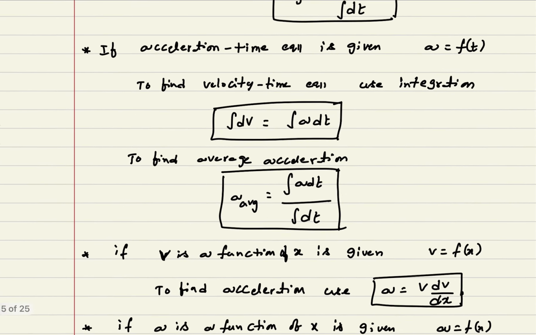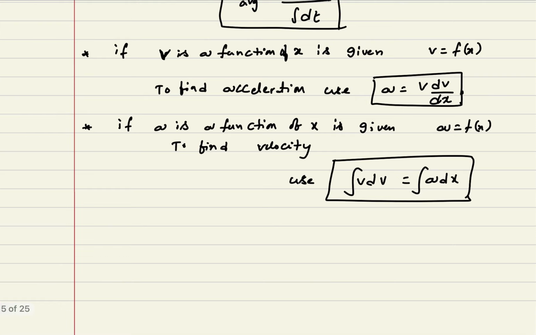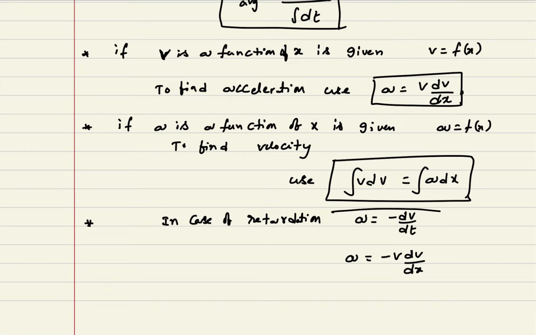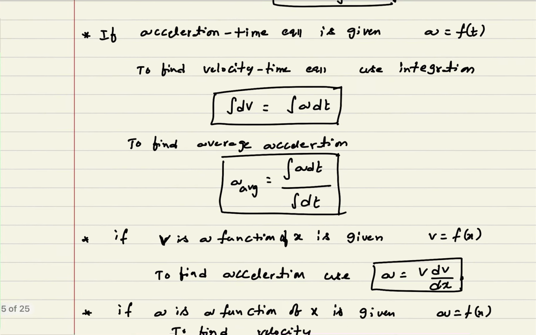This is what actually I am going to tell now. In this first lecture, I am going to write how to use this relation among all the physical kinematic terms. Apart from this, in any problem, in case of retardation, use a is equal to minus dv divided by dt, or a is equal to minus v into dv divided by dx. Don't forget this one. Keep in your mind, minus term you have to write.